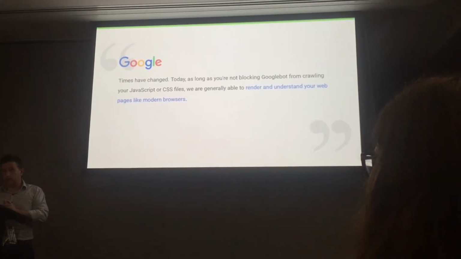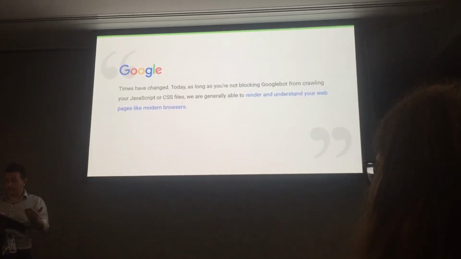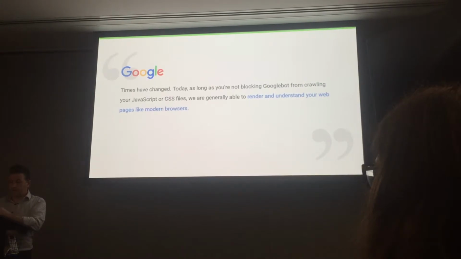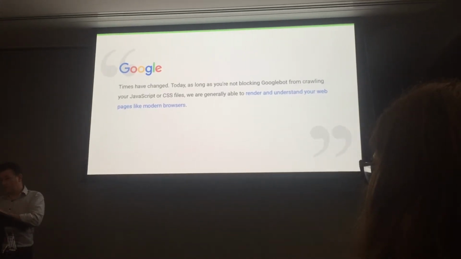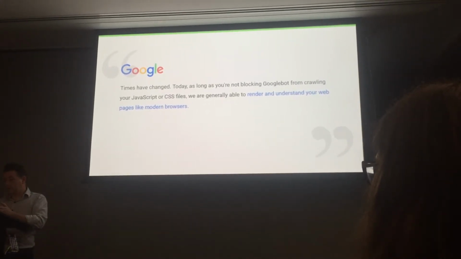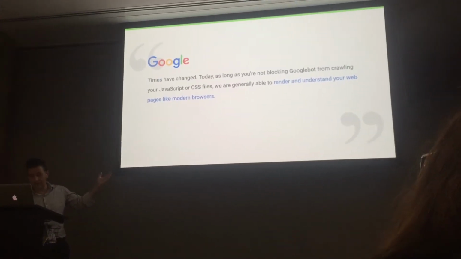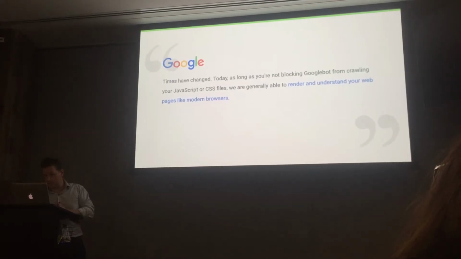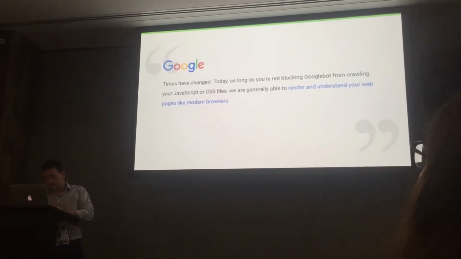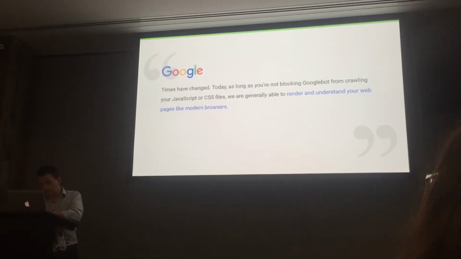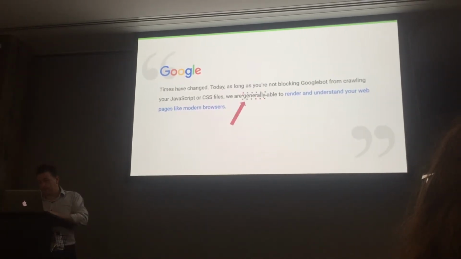But it's generally not good to do that, because to fetch a JavaScript file, to fetch the ahrefs inside that file, to then set up a new Google crawl queue, means you're slowing down compared to just an ahref in the page. And this is what Google had said. Times have changed today. As long as you're not blocking Googlebot from crawling your JavaScript or CSS, you're generally able to render and understand your web pages like modern browsers.